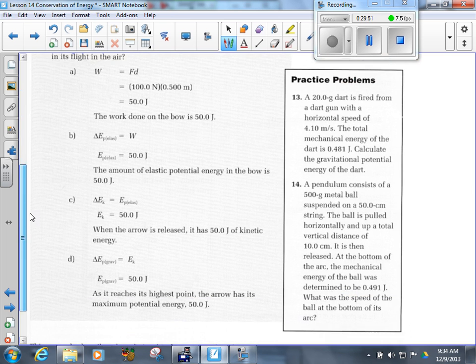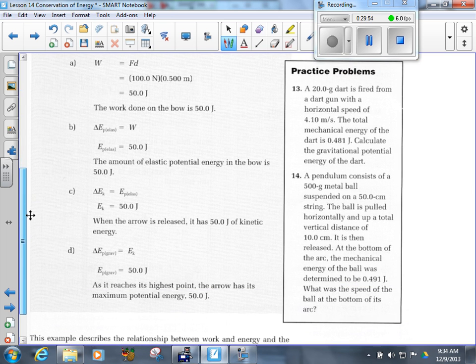So what I want you to do then is try 13 and 14. They're going to make you use kind of what we've done before and a little bit of what we've been talking about here for the last couple of minutes. In 13, you've got the 20-gram dart. What's 20 grams in kilograms? Right, 0.02 kilograms. It is fired from a dart gun with this speed. The total mechanical energy is 0.481. Calculate the gravitational potential energy of the dart. We've done some like that one.